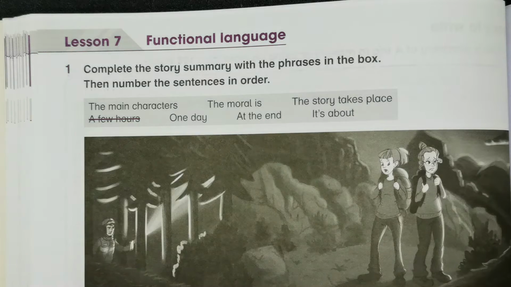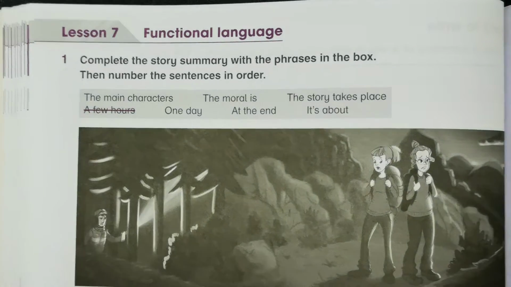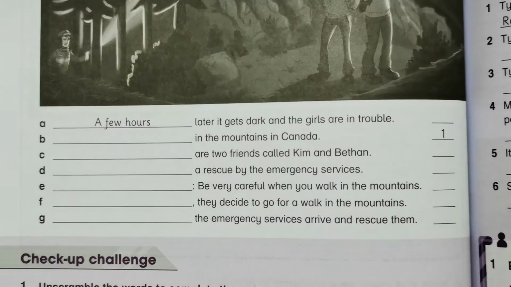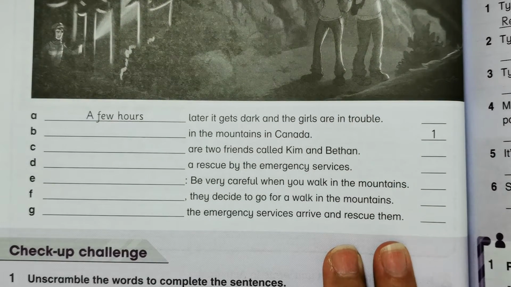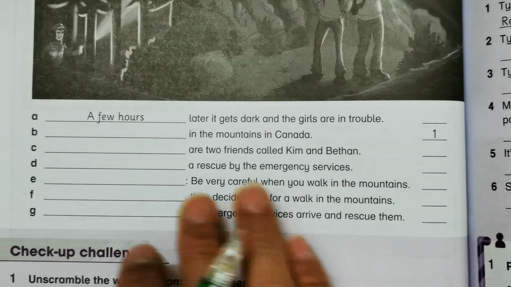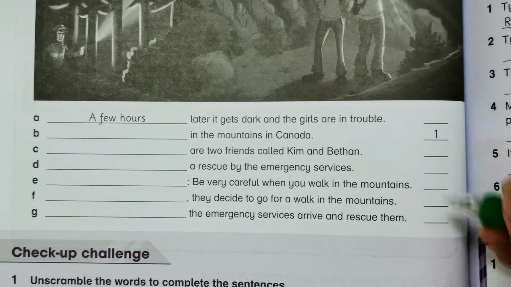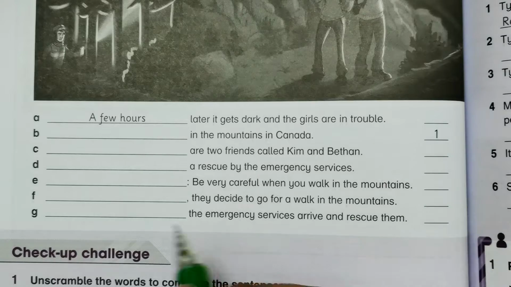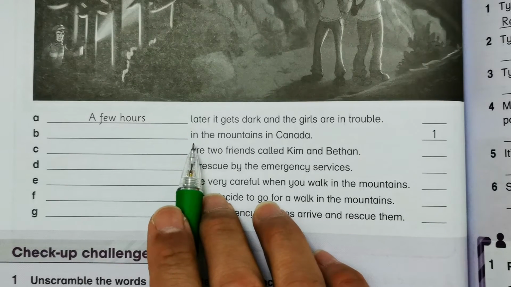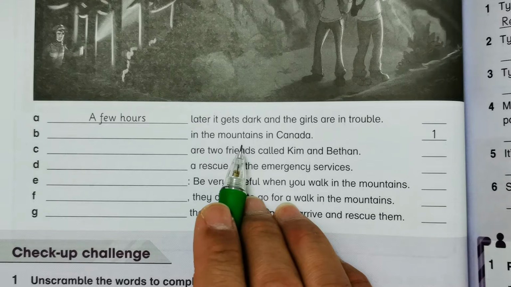So we have around 7 phrases here, with one already given as an example. A few hours later, it gets dark and the girls are in trouble. So we basically complete here. Then only we number the sentences in order. So B, in the mountains in Canada.